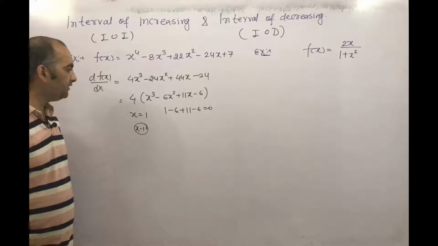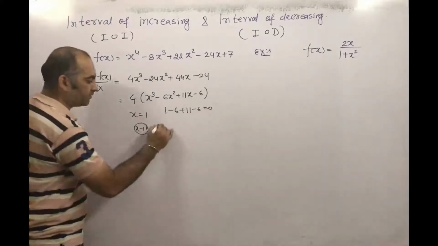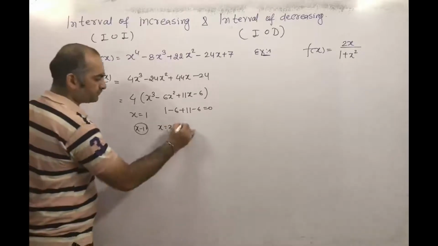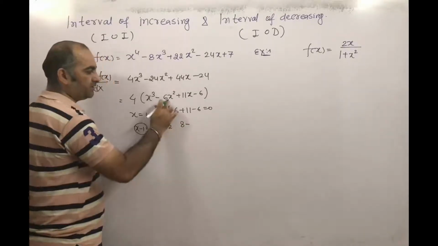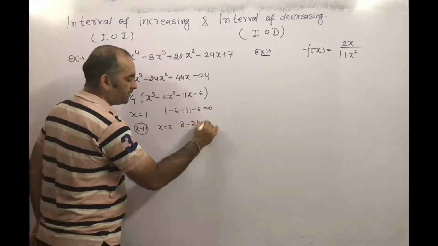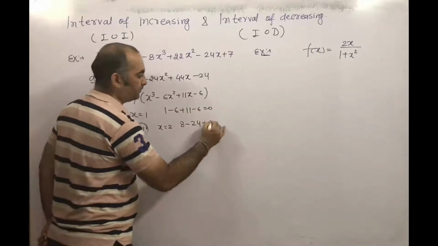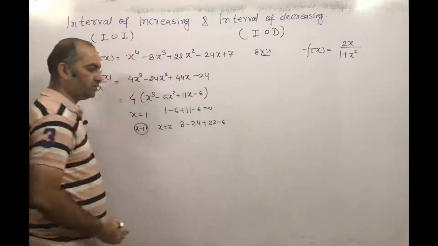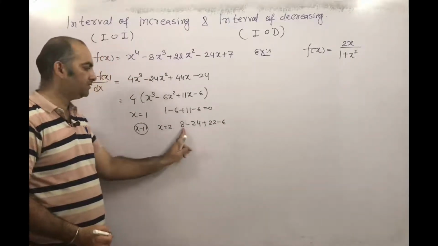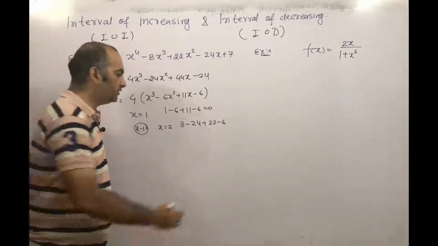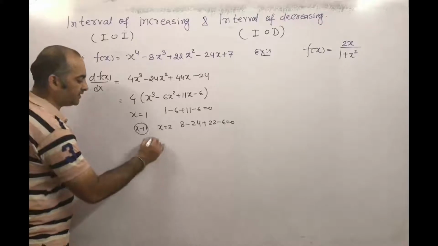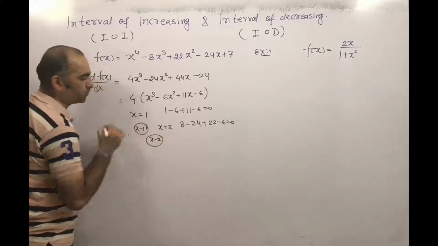Similarly, if I put x equal to 2, then what will come? 2 cube, that is 8, minus 6 into 2 square; 2 square is 4, and 4 into 6 is 24, plus 11 into 2, 22, minus 6. Here, minus 24 minus 6 is minus 30, and 8 plus 22 is 30. So this is also equal to 0. So x equal to 2 also satisfies this equation. That means x minus 2 is also a root.